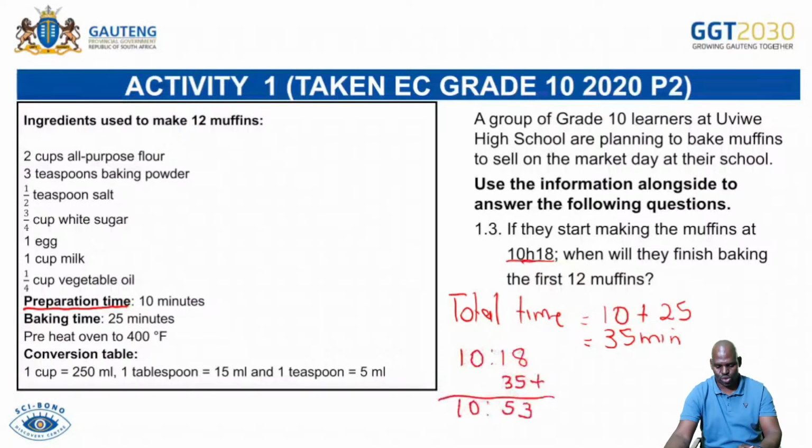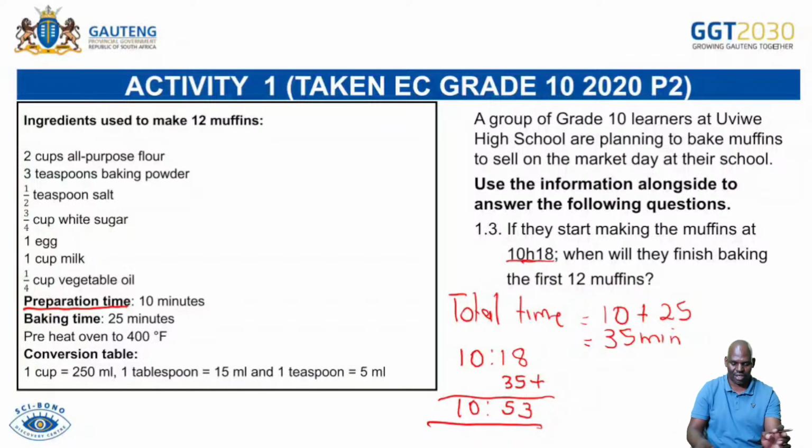Okay, so 8 plus 5 is 13, and then we carry the 1, then 1 plus 3 is supposed to give us 4, and then we add that 1. Then we say 10 plus 0, obviously that is going to be 10. Then in this case it is 10:53. So if they start making the muffins at 10:18, they will finish at 10:53. Whatever method, in the end the answer must be 7 minutes before 11. So that is 10:53.